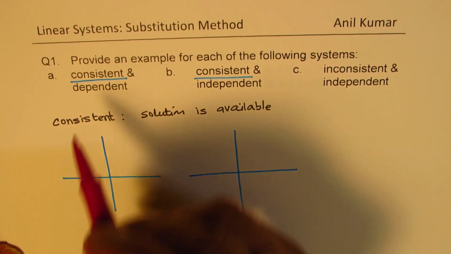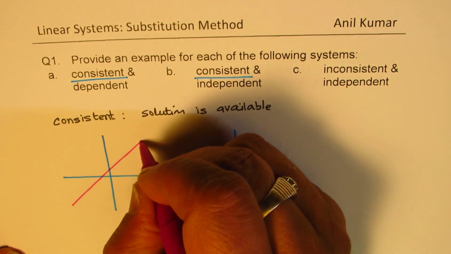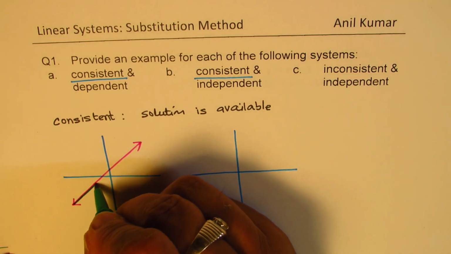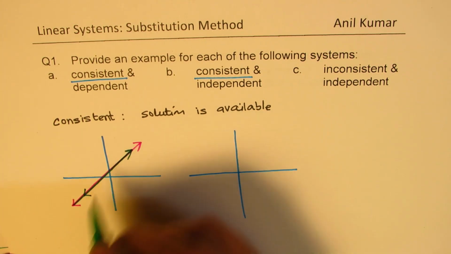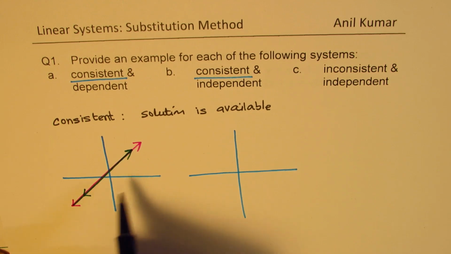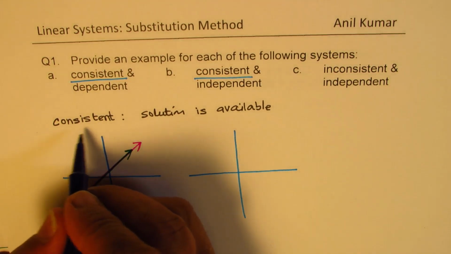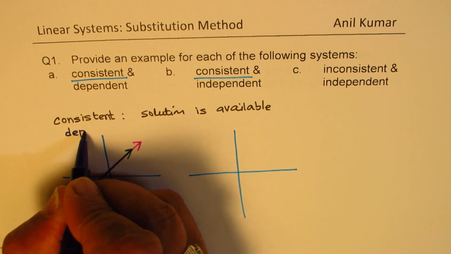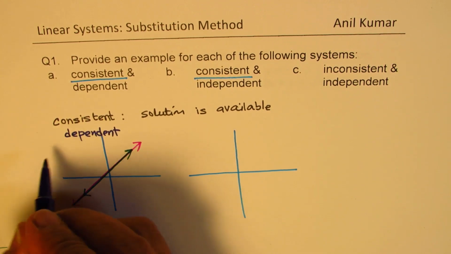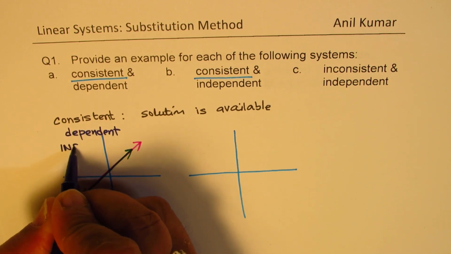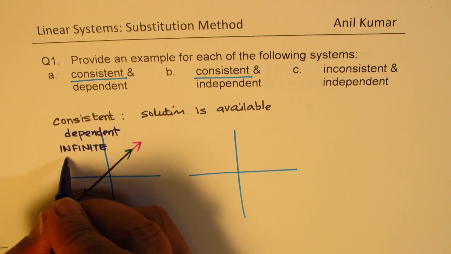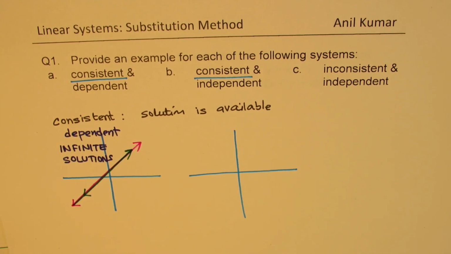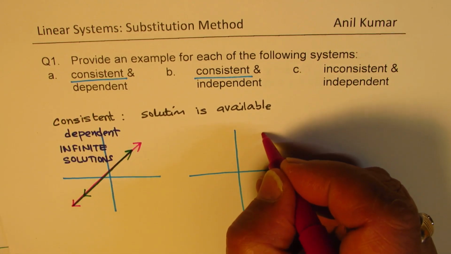Now, a system will be dependent if we have two lines and both the lines are one over the other. So in this case, we have infinite solutions, right? So in this case, this is actually dependent. The second line is dependent on the first, right? So it is dependent. And it has infinite solutions. Clear?